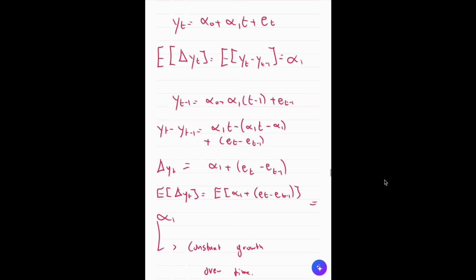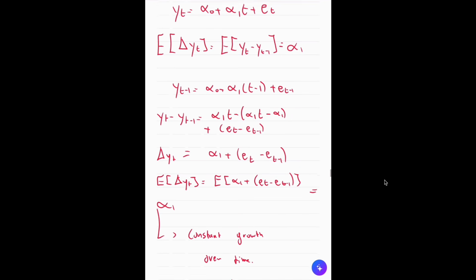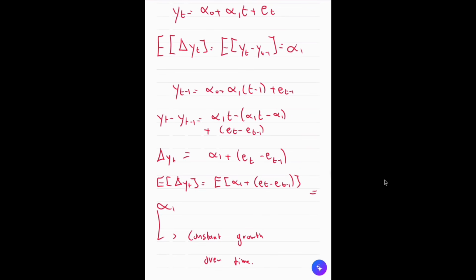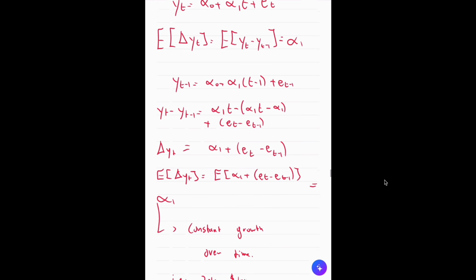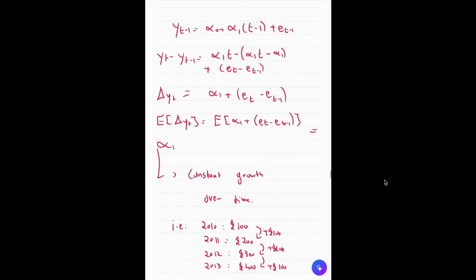And so here's a little bit of math explaining how that would work. If we take yt minus 1, we would have alpha naught plus alpha 1 times t minus 1 plus the error term in year t minus 1. If we take the difference, subtracting yt minus 1, you'll end up with alpha 1 plus the error term in the current year minus the error term in the previous year. And when you take the expected value of all that, you're just left with alpha 1. So that is your constant growth over time.